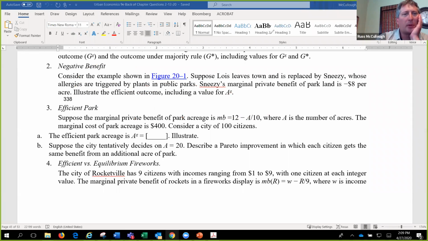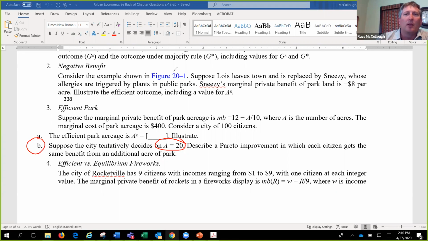Okay, so here's part B. Well, first of all, is everybody, especially Daniel, I think you asked this question, did that make sense for the 80 being the efficient number for part A? Yes, it did. Okay, and is that the piece you were missing, dividing the 400 by 4? No, actually, sorry, I should have specified earlier. My question is actually on part B. Oh, it was more on B anyway. Okay. All right, so suppose the city tentatively decides on 20 acres. Describe a Pareto improvement in which each citizen gets the same benefit from an additional acre of a park.